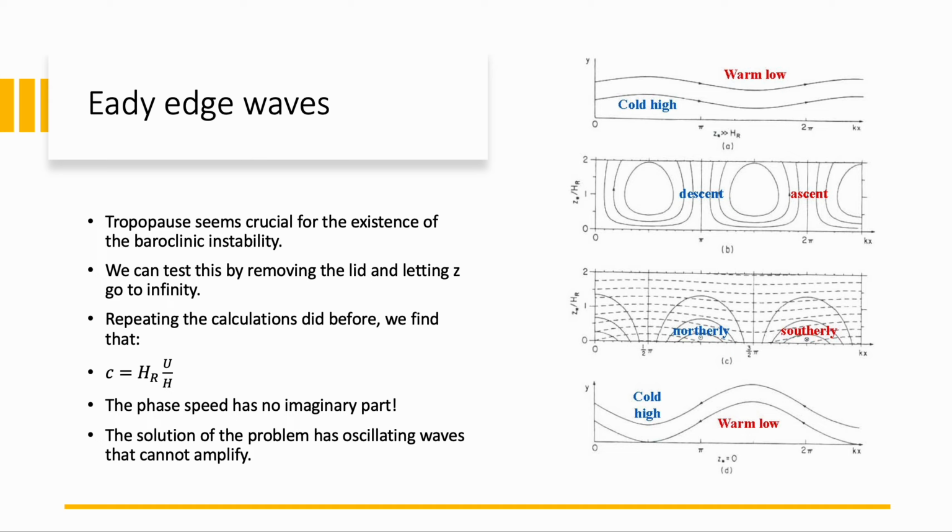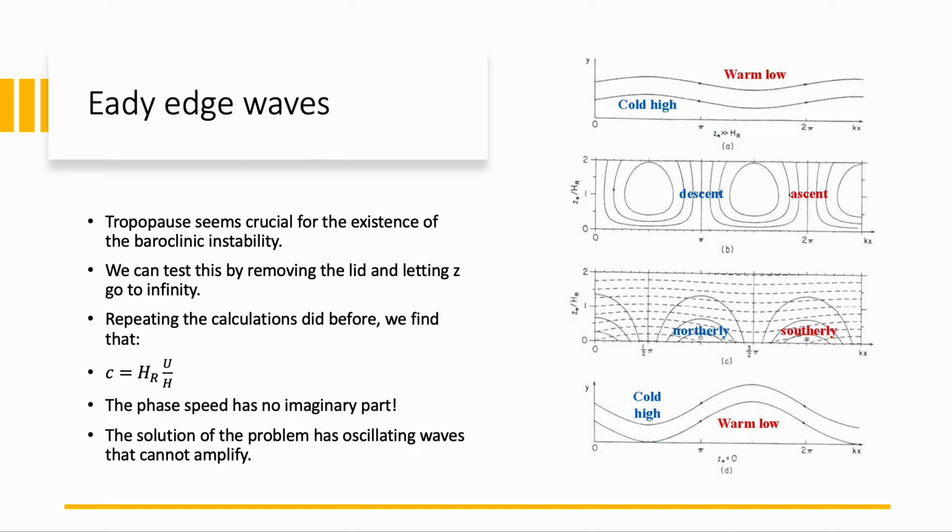Okay, so the other thing I wanted to mention is that one could play a game and ask, what is the function of the upper lid, if you will? And so if we remove the upper lid, what is going to happen? What if the atmosphere was infinitely tall? And you can show that in that case, we don't have instability anymore.